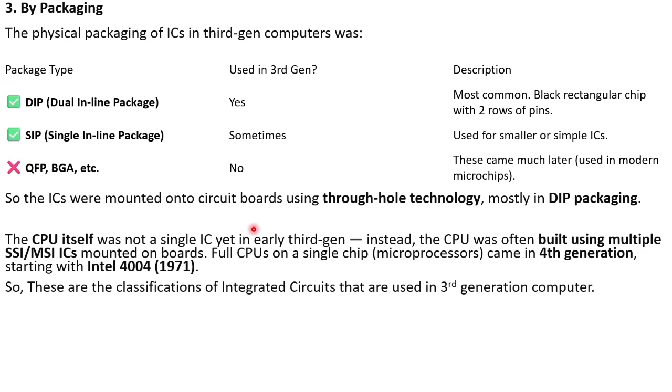The CPU itself was not a single integrated circuit yet in early third generation. Instead, the CPU was often built using multiple SSI and MSI ICs mounted on boards. Full CPUs on a single chip, microprocessors, came in the fourth generation, starting with the Intel 4004, which was built in 1971. So these are the classifications of integrated circuits that are used in third generation computers.